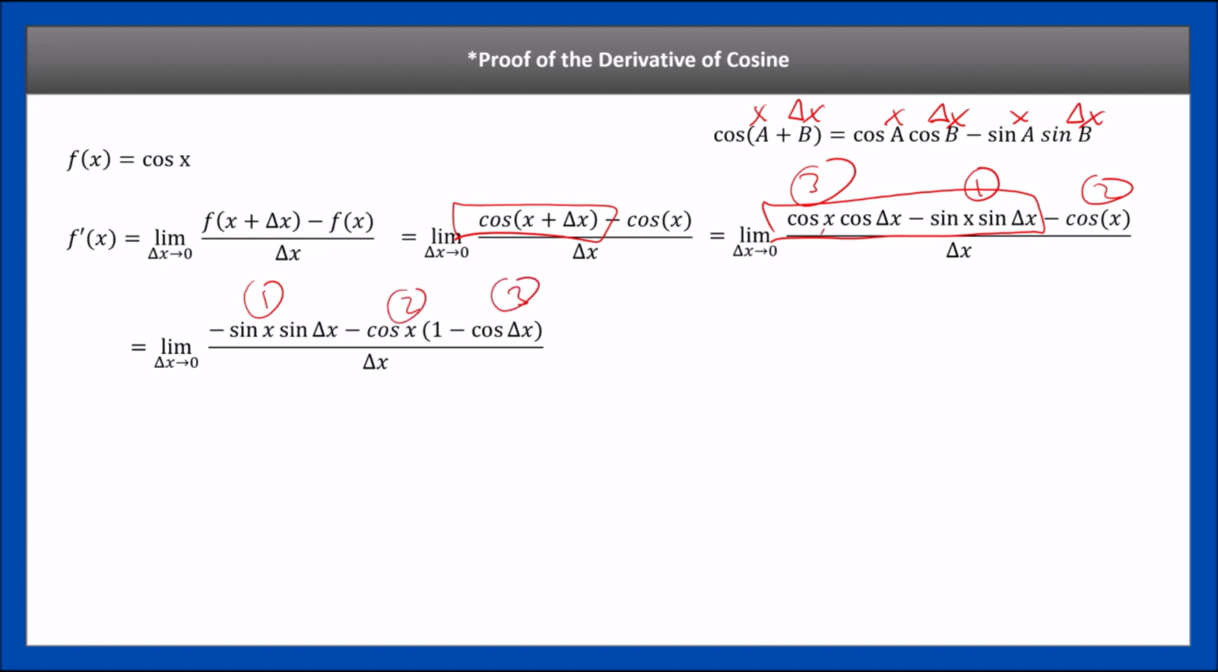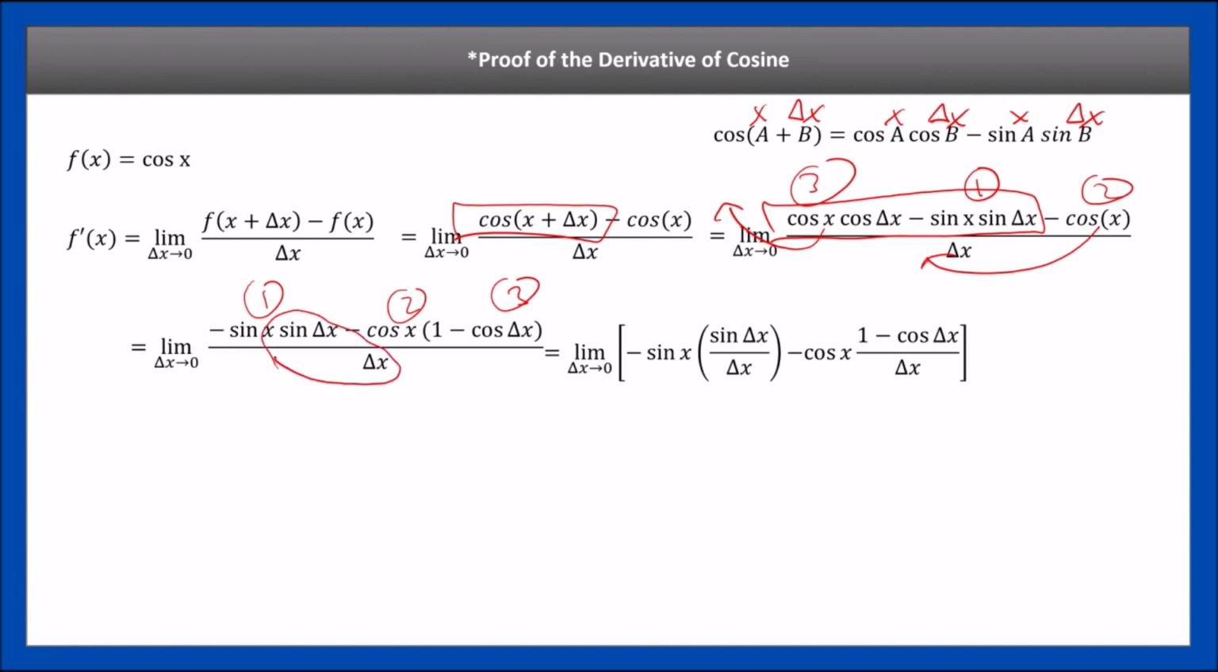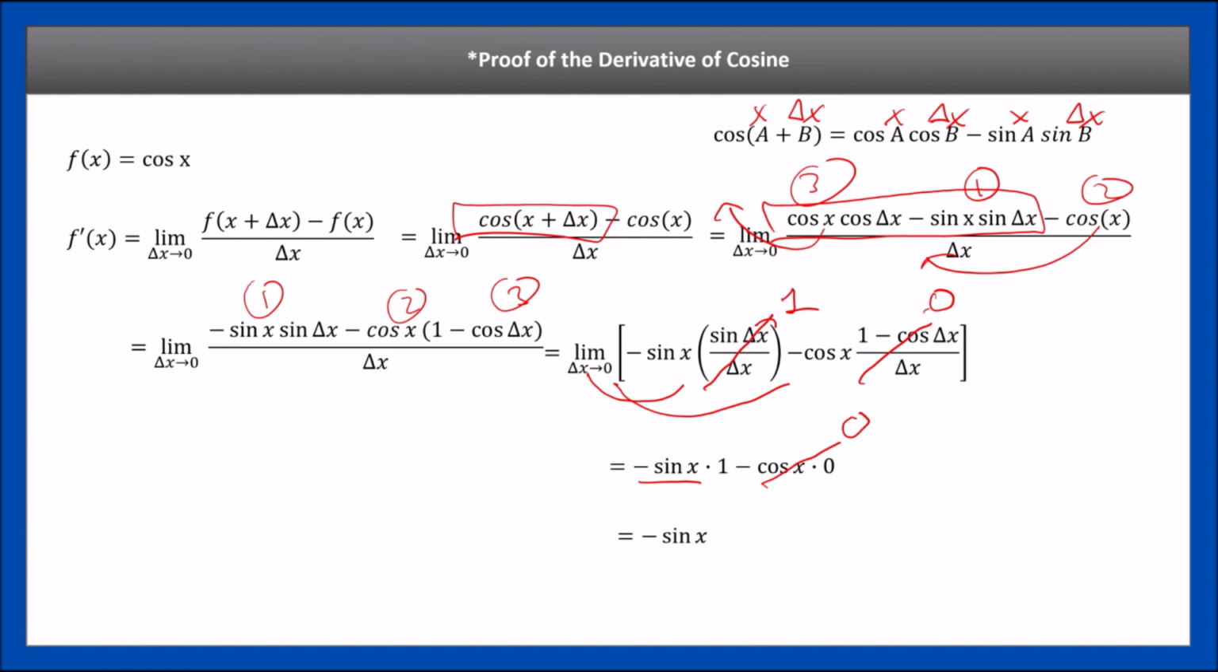Now then we pulled out the cosine from here and from here, right? And that's how we got this part right here. And then we're going to split this up into this sine delta x over delta x, and then this 1 minus cosine over delta x. And similar to before, we're going to split the limit. And we know that the limit here becomes 1, the limit here becomes 0. So this goes away. So our limit is negative sine of x. So the derivative of cosine is negative sine.